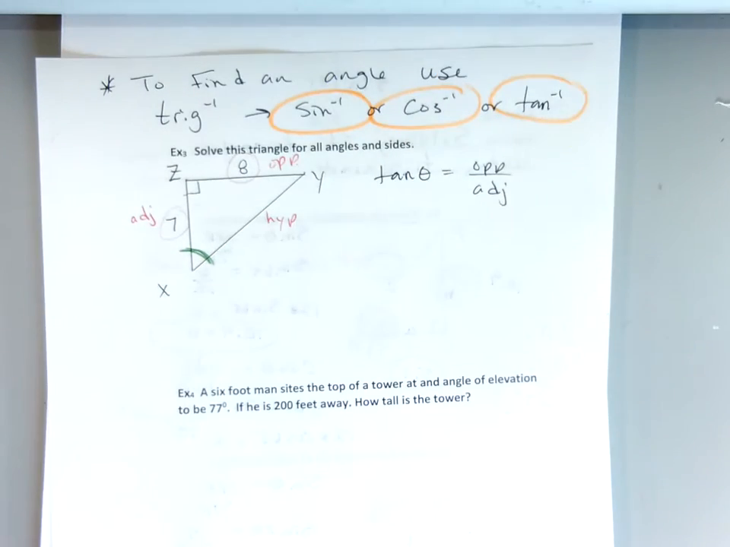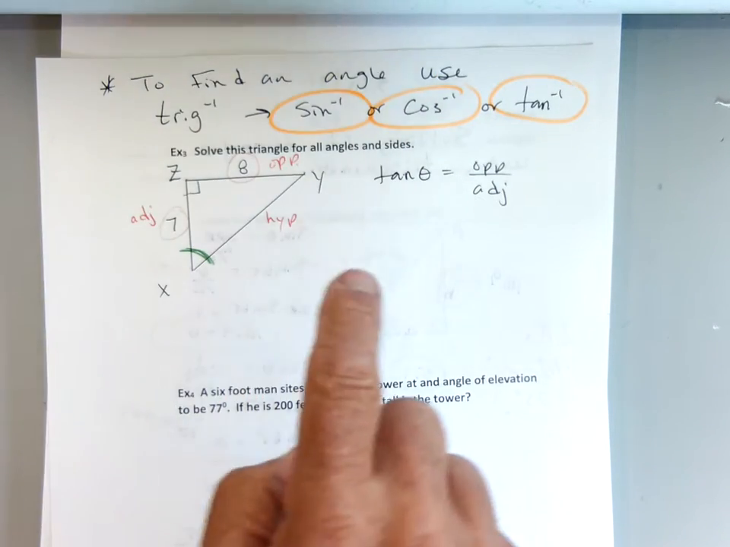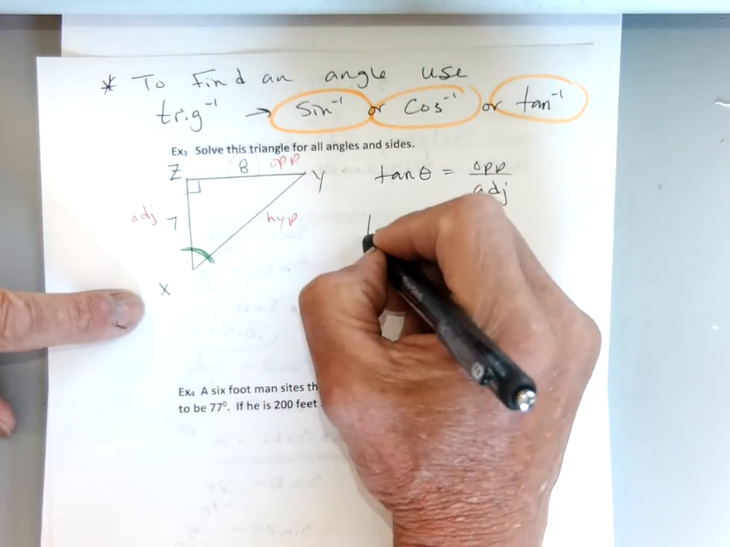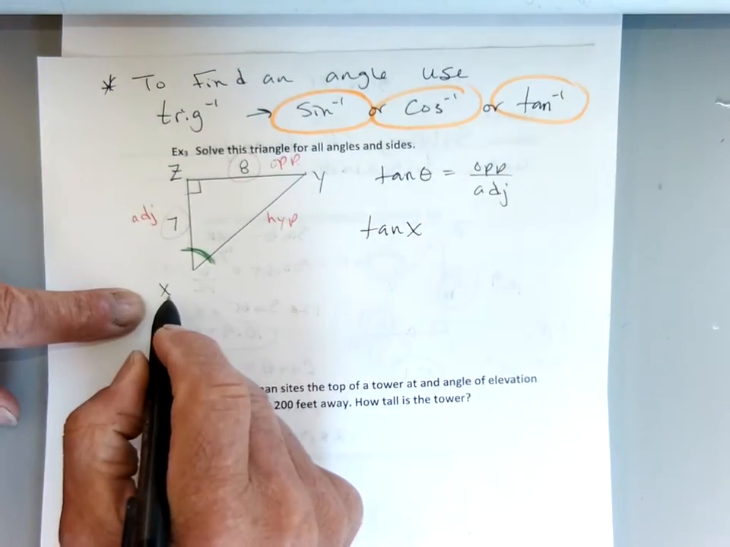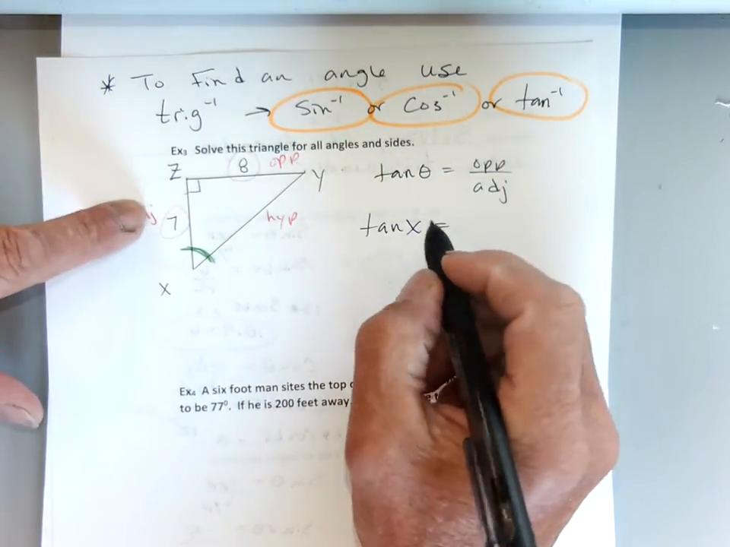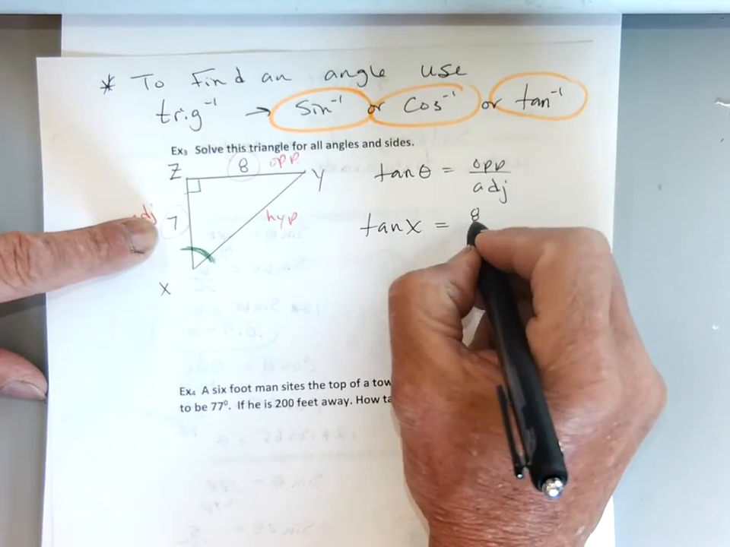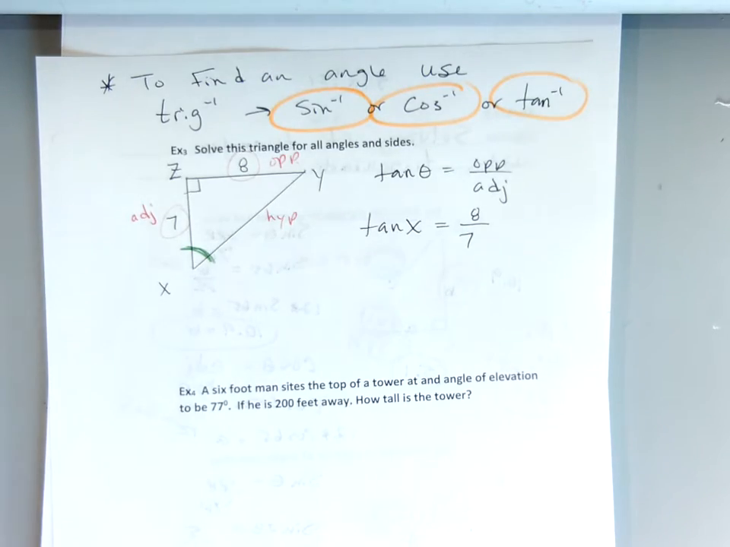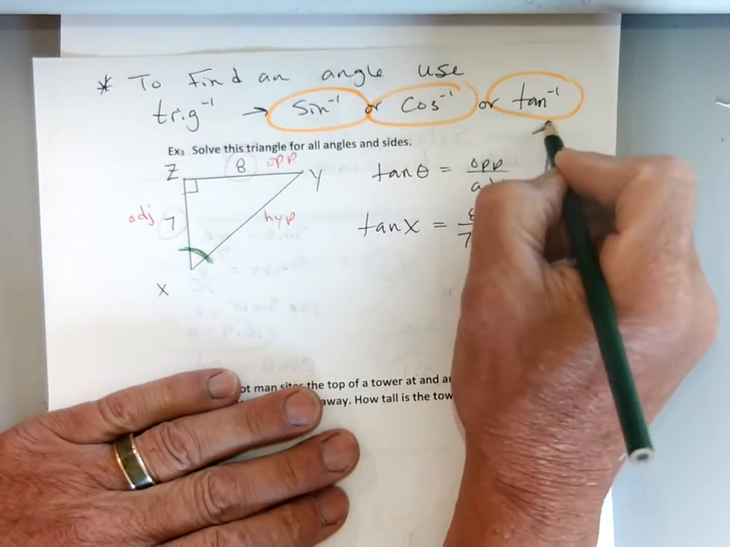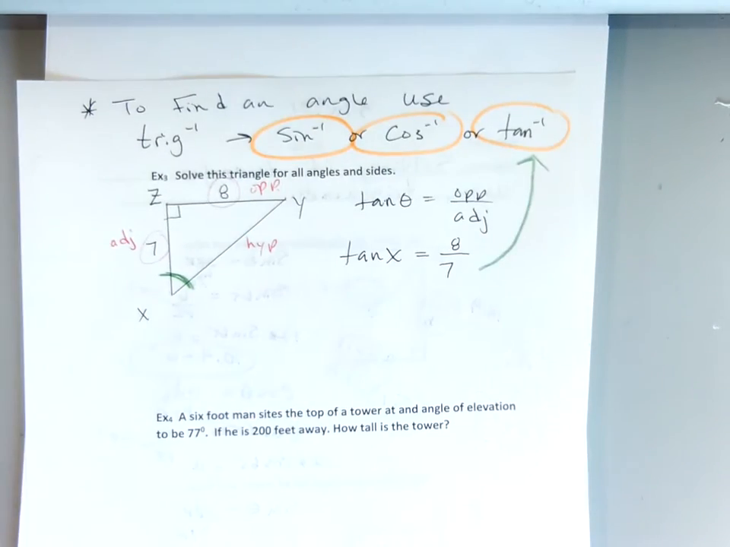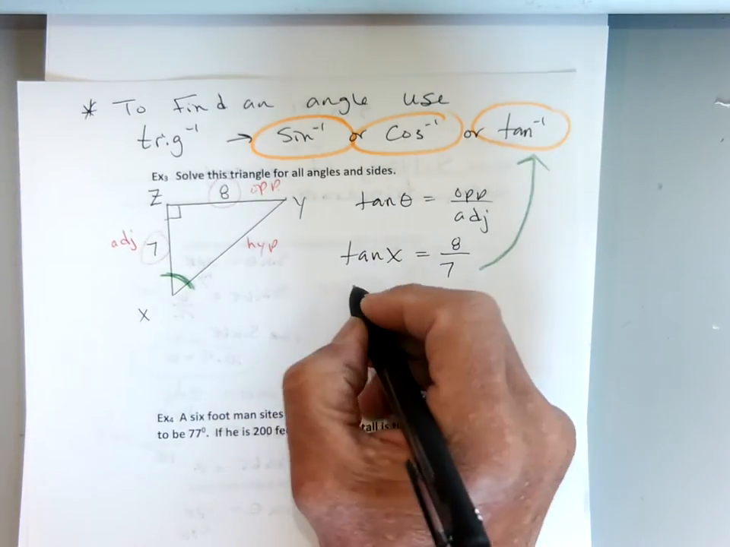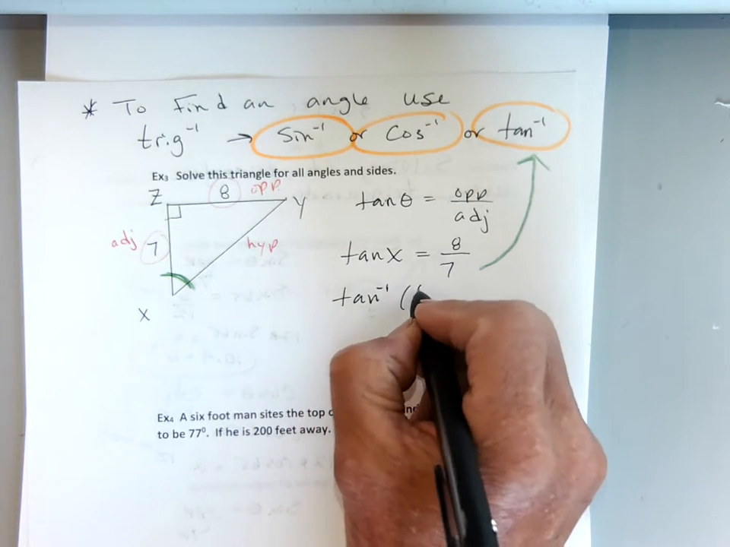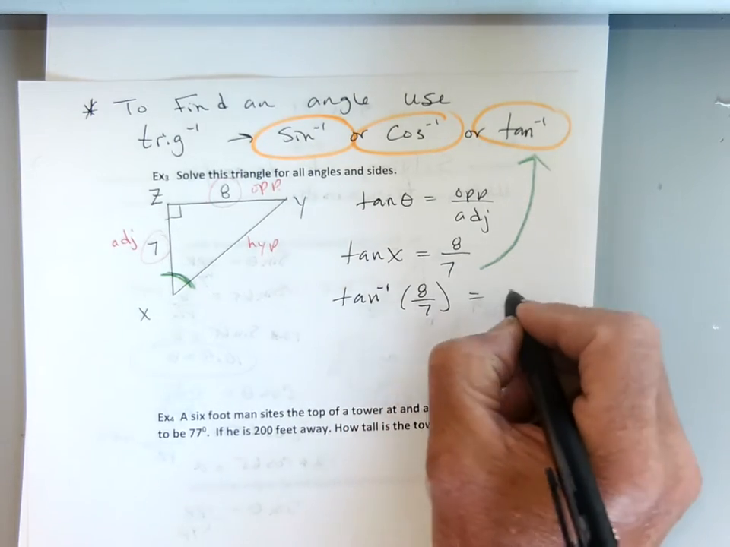Okay, good. And then we know the opposite is 8 and the adjacent is 7. So I'm going to rewrite this as tangent of x, because that's my angle, right? Tangent of x is equal to my opposite, which is my 8, over my adjacent, which is 7. Now, I'm going to look up here. If I want to find an angle, I have to use that inverse button. So I'm going to rewrite this as tangent inverse of 8 over 7 will equal angle x.